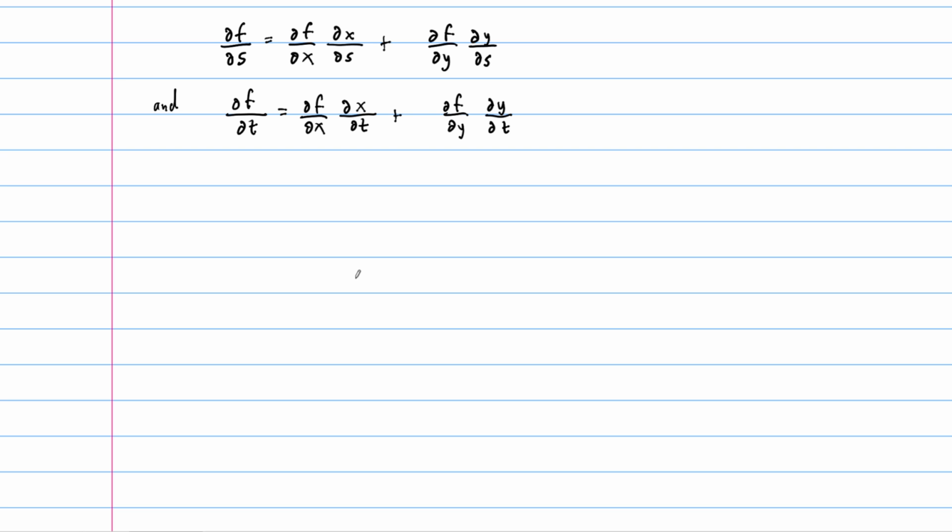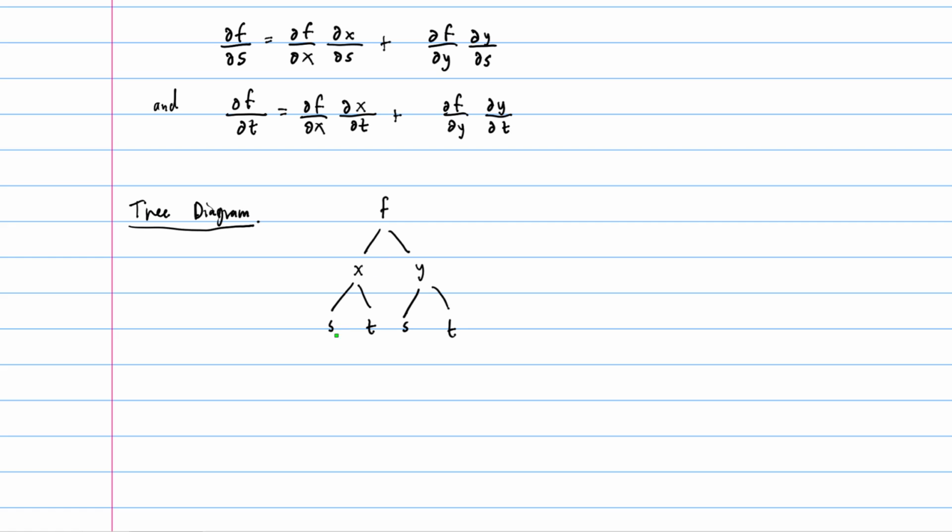Now, it can get even more complicated, right? And so when it gets more complicated, it's sometimes a good idea to draw a tree diagram. So even for this scenario, it's good to draw a tree diagram. So what do I mean by this? Well, we have our function f, right? f is itself a function of x and y, but each of x and y are functions of s and t individually.